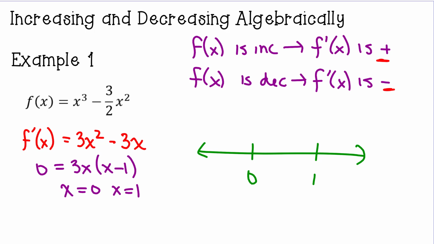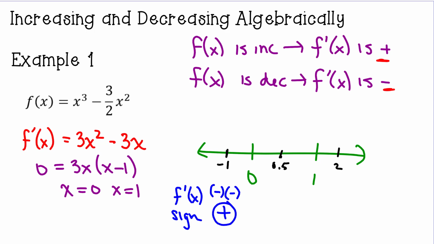And then in each region, you pick a number to test. So I'm going to test -1, I'm going to test 0.5. I'm basically just picking one number per region to test. And I don't care about what the value is, I just care what the sign of f prime of x is. So I want to know the sign. If I plug in -1, 3 times -1 is negative, and then -1 minus 1 is negative. So overall, that sign is positive.